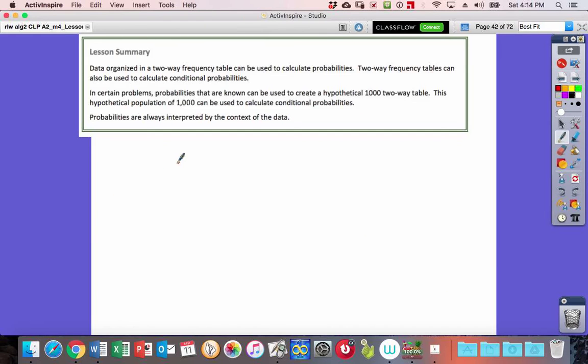Okay, lesson summary. Your data organized in a two-way frequency table can be used to calculate probabilities. That makes it really easy. They can also be used to calculate those conditional probabilities. In certain problems, probabilities that are known can be used to create a hypothetical 1,000 two-way table. The hypothetical population of 1,000 can be used to calculate conditional probabilities. Probabilities are always interpreted by the context of the data.